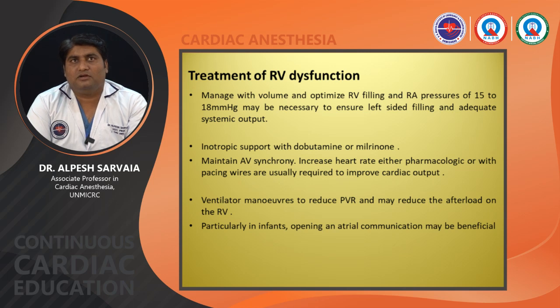Now, RV dysfunction is managed with volume to optimize RV filling, and an RA pressure of 15 to 18 millimeters of mercury may be necessary to ensure left-sided filling and adequate systemic output. Inotropic support with dopamine or milrinone may be required. Maintain AV synchrony; increasing heart rate, either pharmacologically or with pacing wires, is usually required to improve the cardiac output.